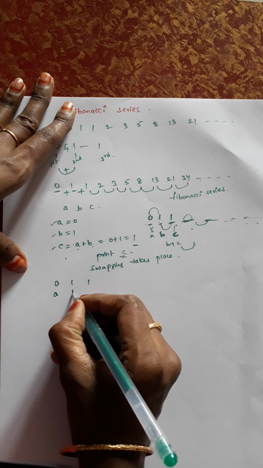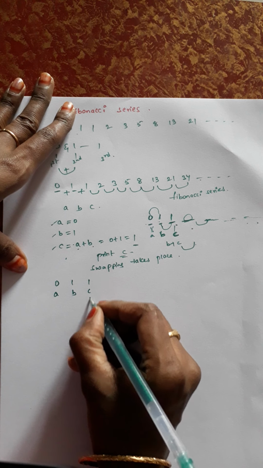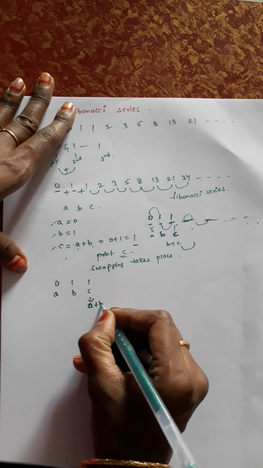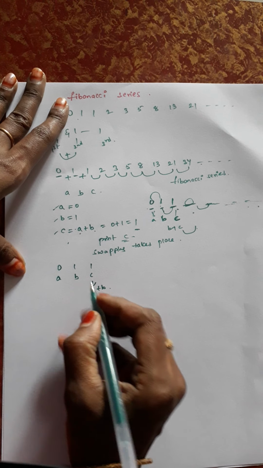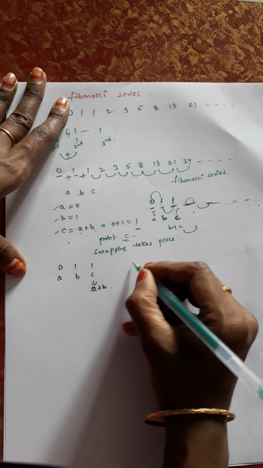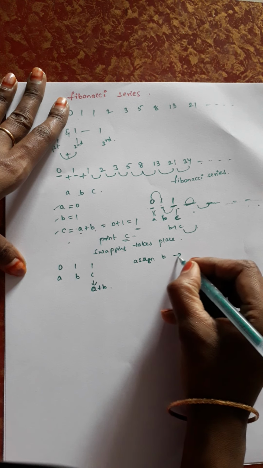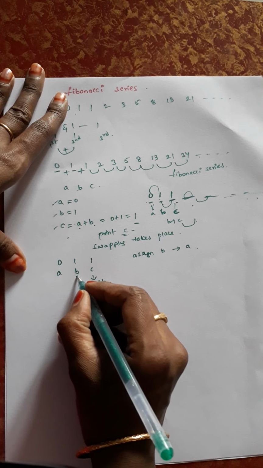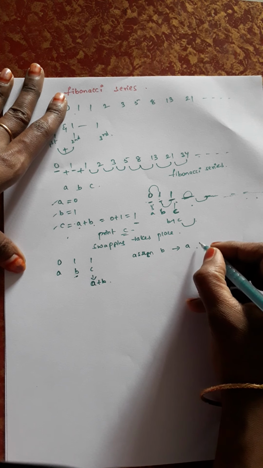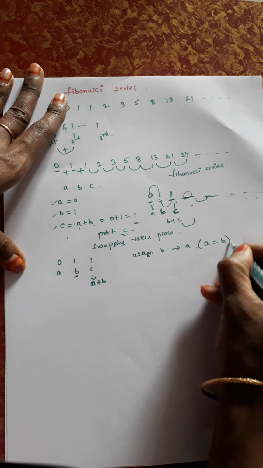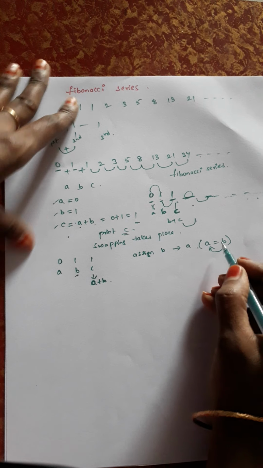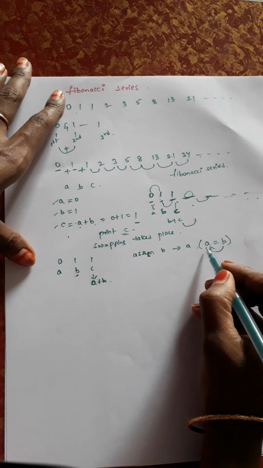So this is A, this is B, this is C. So how did we get this C? By adding A plus B. Okay, now assign B to A. What is the B value? 1. So how do we write that? We write like this. Assign this B value to the A.